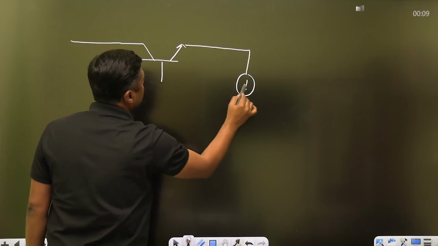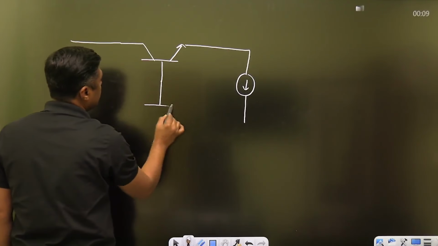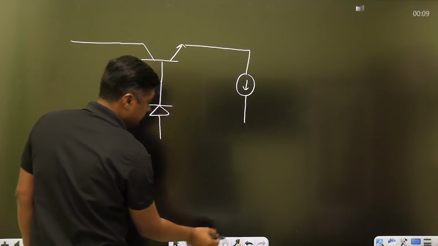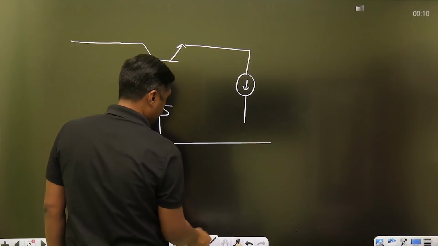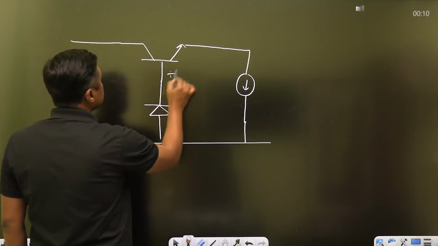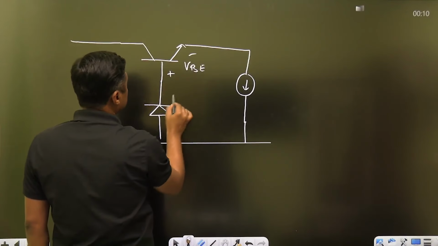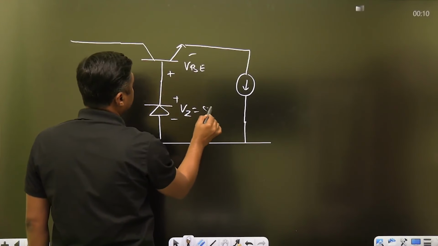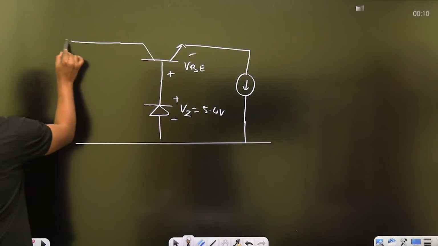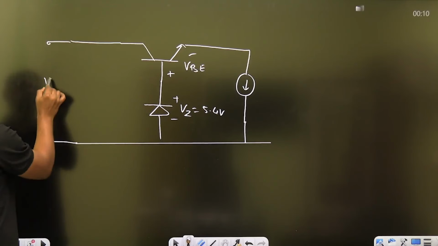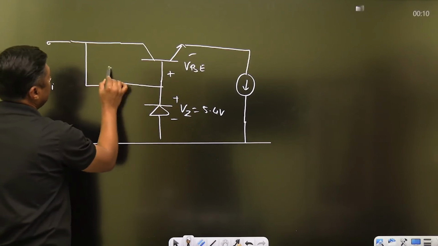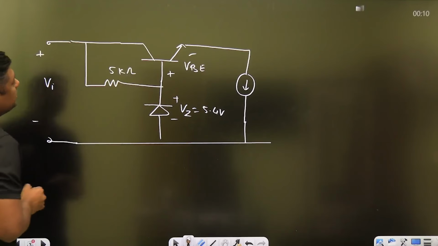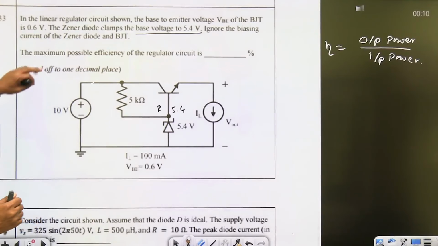In place of a resistor, a current source is given, and one Zener diode is connected here. This is called VBE, this is called VZ, 5.4 it is given. Now here we are connecting the input. One resistor is connected here. The value of that resistor is 5 kilo ohm. The beta of the transistor is not given. 5.4 volt base voltage. It is a Zener diode.